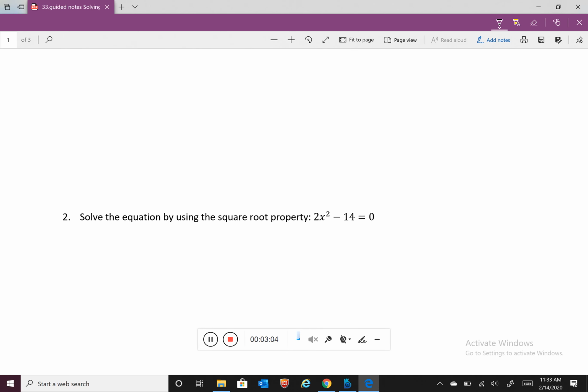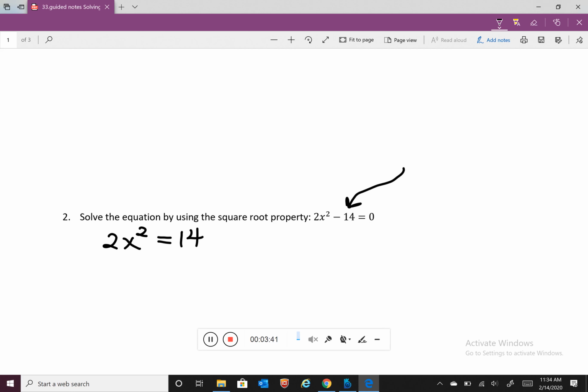Next example is more involved. We're going to solve by using the square root property 2 times x squared minus 14. So notice a is 2. B is 0. We have no term of x to the power of 1, do we? And then c is negative 14. So the first thing we have to take care of is we need our constant on the right-hand side of our equation. So we have 2 times x squared equals 14.